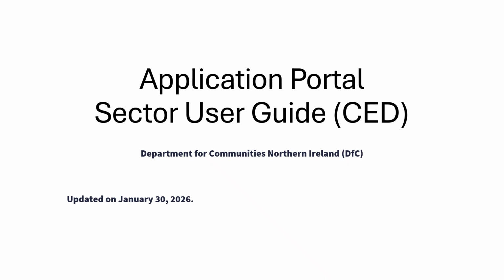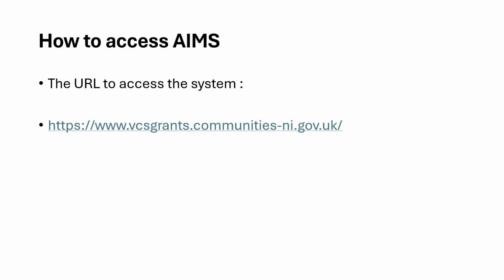This is the sector user guide to the application portal for the Community Empowerment Division in the Department for Communities Northern Ireland. To access the system, you can use the URL provided, www.vcs-grants.communities-ni.gov.uk.